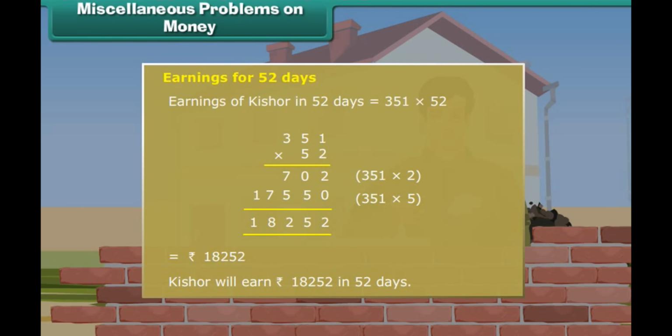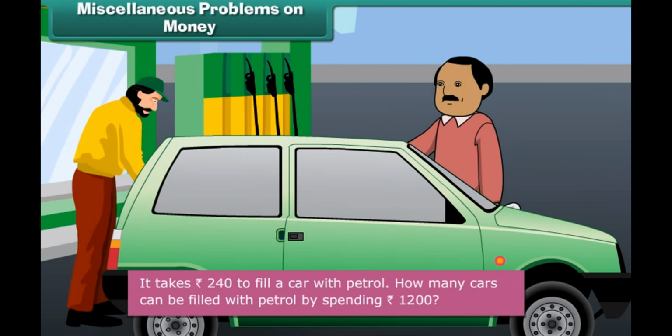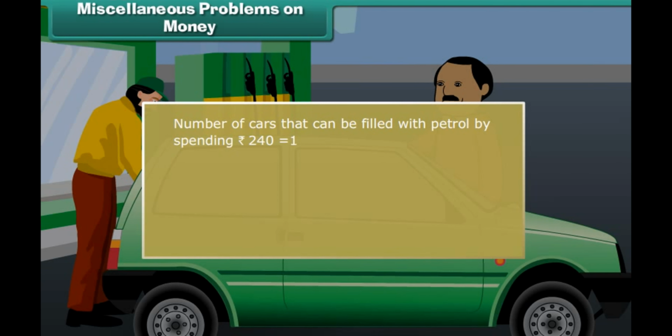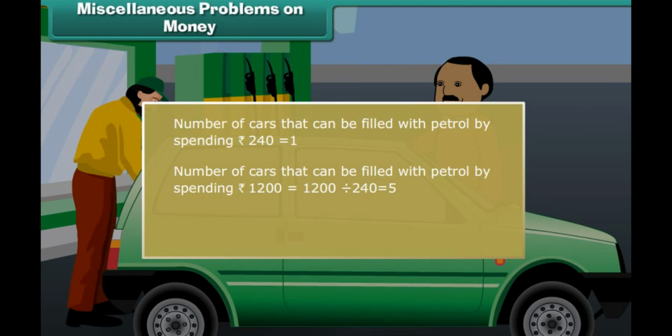Therefore, Kishore will earn 18,252 rupees in 52 days. It takes 240 rupees to fill a car with petrol. How many cars can be filled with petrol by spending 1,200 rupees? Number of cars that can be filled with petrol by spending 240 rupees is equal to 1. Number of cars that can be filled with petrol spending 1,200 rupees is equal to 1,200 divided by 240, that is 5. 5 cars can be filled with petrol by spending 1,200 rupees.